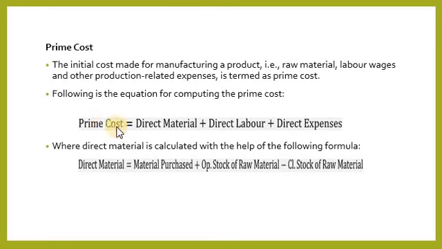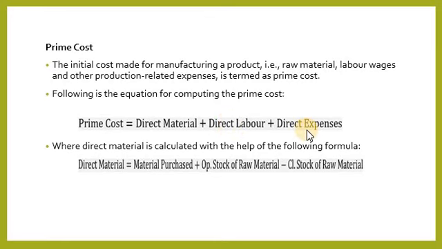The prime cost is equal to direct material plus direct labor plus direct expenses. Direct material means we are purchasing some material. When you want to start production and we are purchasing some material, that expenditure comes under direct material. Then direct labor means we are paying wages to labor in our manufacturing process. That comes under direct labor.